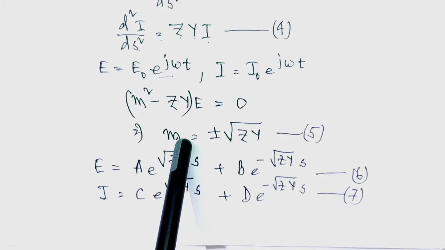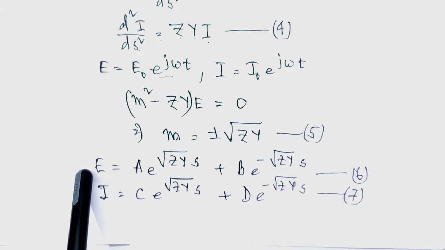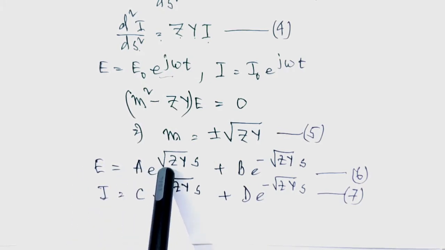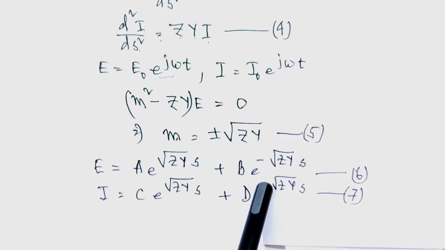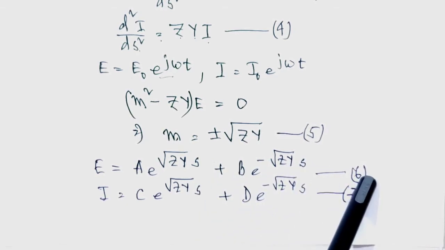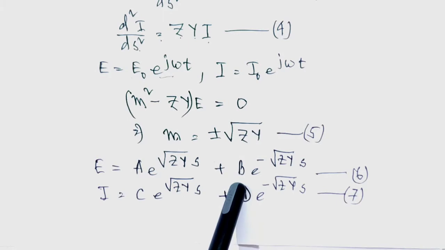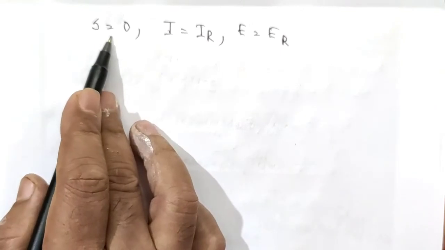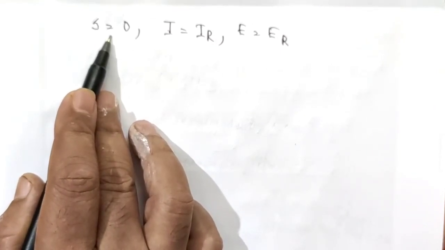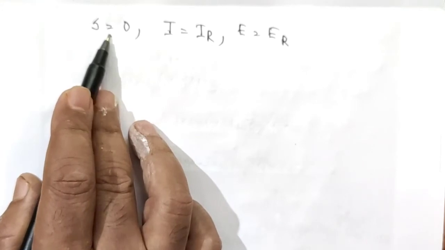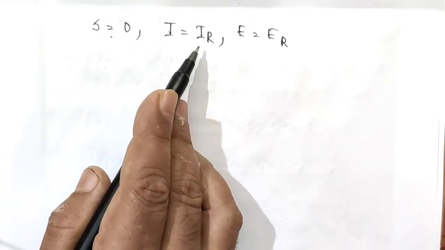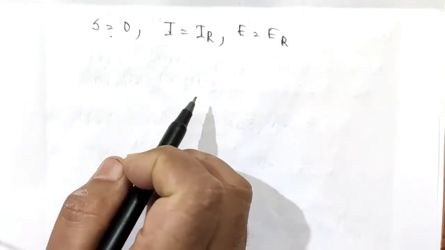So by putting the value of m, we get two solutions: one for capital E, that is A e to the power root ZY s plus B e to the power minus root ZY s, equation 6, and capital I, that is the current, equals C e to the power root ZY s plus D e to the power minus root ZY s, where, as we know, A, B, C and D are all arbitrary constants of integration. Now since the distance is measured from the receiving end of the line, it is possible to assign boundary conditions such that at s equals 0, I equals IR and capital E equals ER.